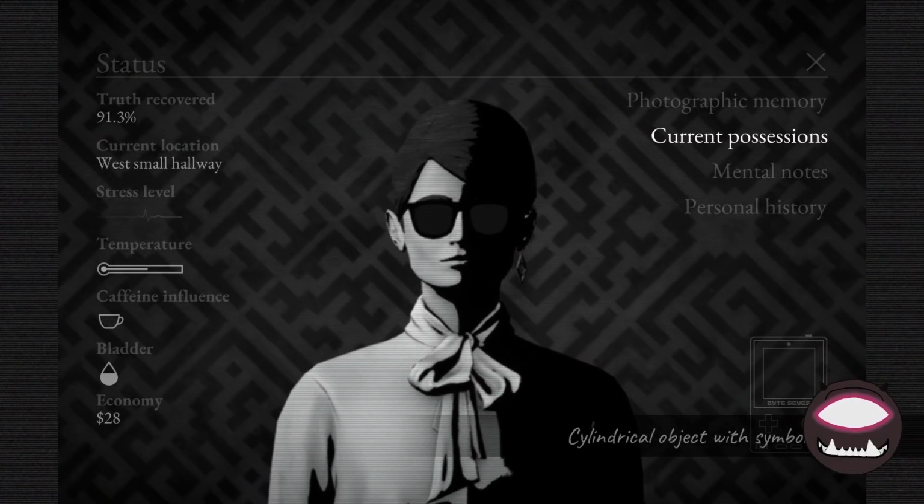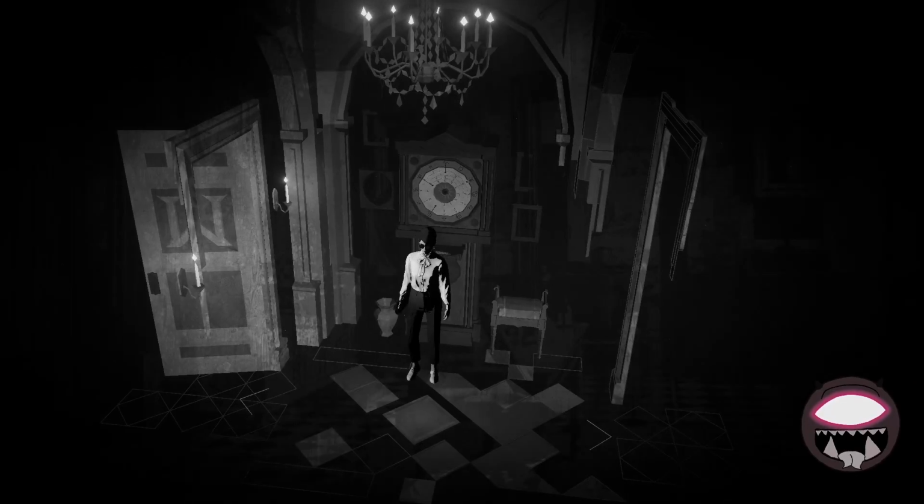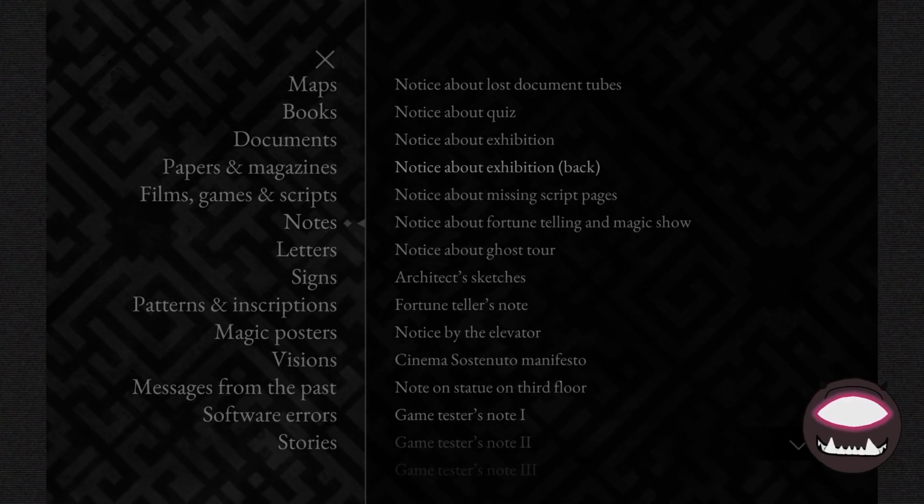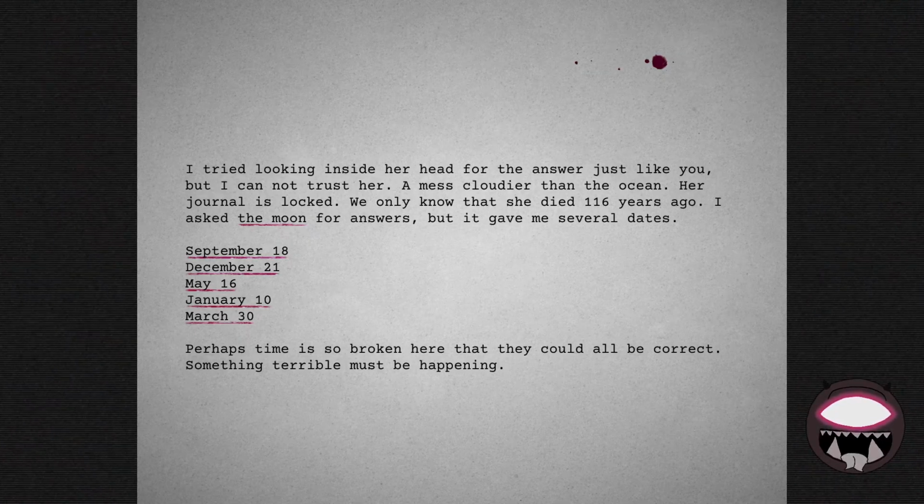Cylindrical object with symbols. Let's read it. Oh, I don't have it in my possession. I see. It's 7 days. Oh, it has the same symbol as what's on the mausoleum, which makes me think I need to solve the mausoleum in order to solve this one, if I had to hazard a guess. Are there 7 dates in the second note? I don't think so. The mannequin, the woman mannequin note. Yeah, the moon for answers, but it gave me several dates. September 18th, December 21st, May 16th. That's my birthday. January 10th, March 30th.